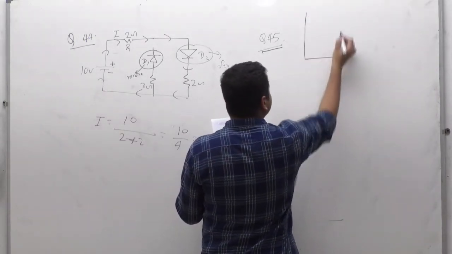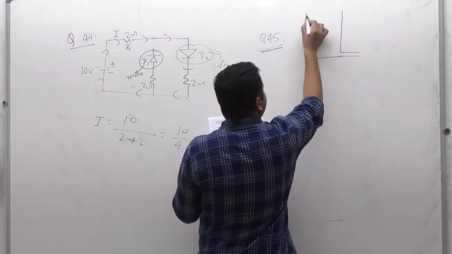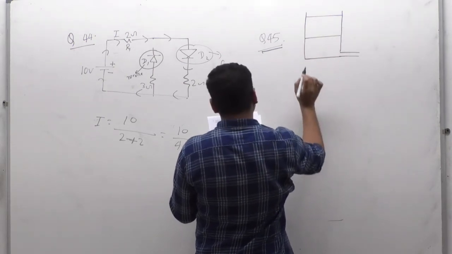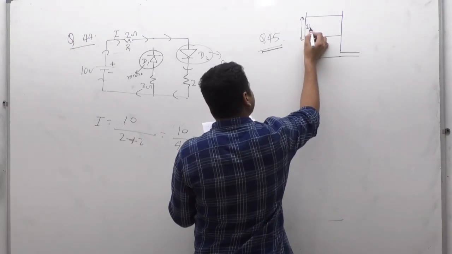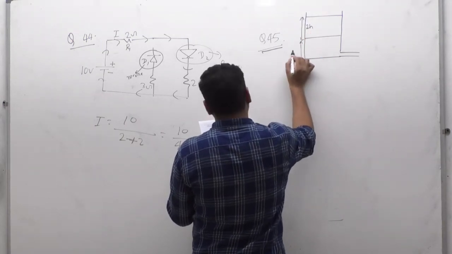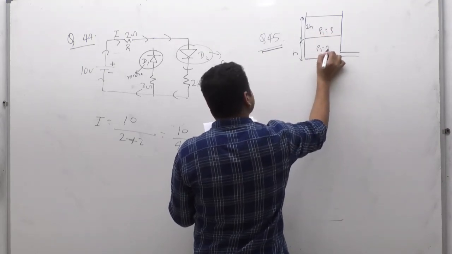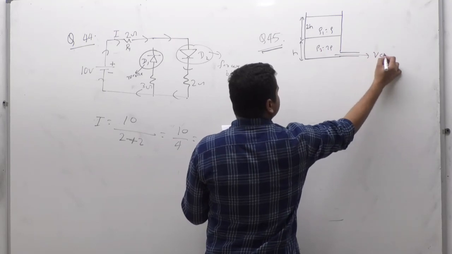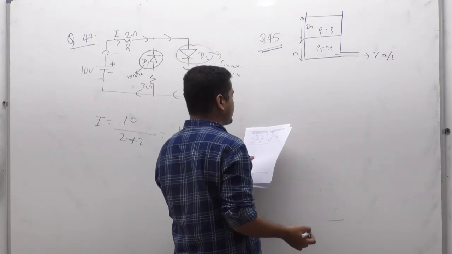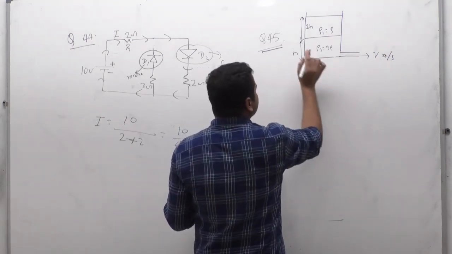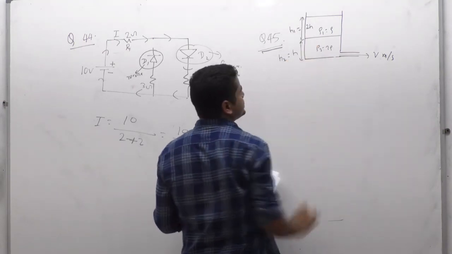So they have given the diagram like this. These two are the different liquids. Their heights are 2h and h. Density is rho and density is 2 rho. The liquid's speed V is what we want to find out. Okay, so this is H2 and this is H1, which is 2H.